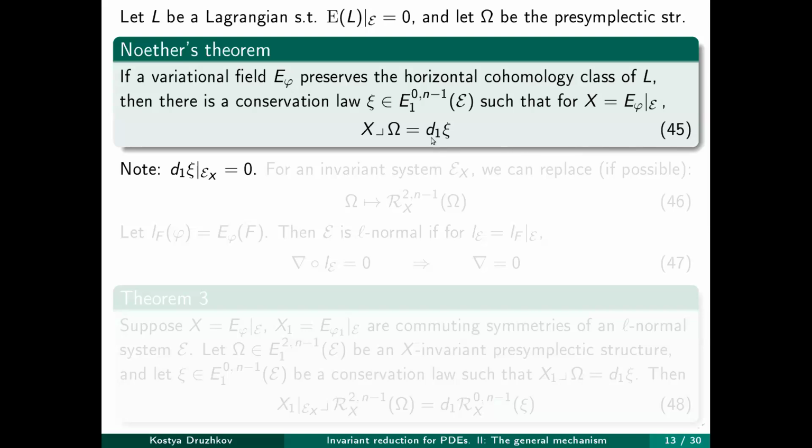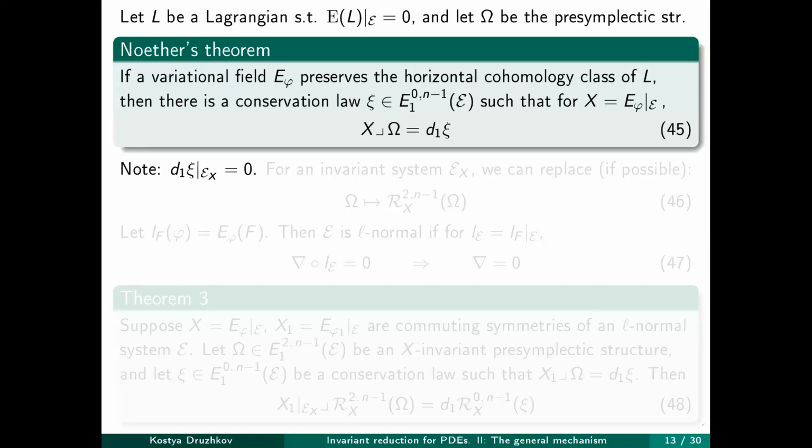And let me note that in this case, if we take this formula and restrict it to the arising subsystem epsilon_X, then on the left-hand side, we get 0, right? So on the right-hand side, we get d1 of the restriction is 0. And if the restriction is still a non-trivial conservation law of the reduced system, of the system epsilon_X, then this restriction actually survives to the second page of the Vinogradov C-spectral sequence.